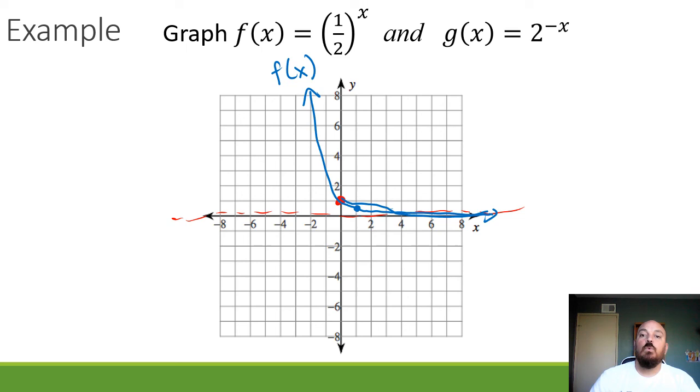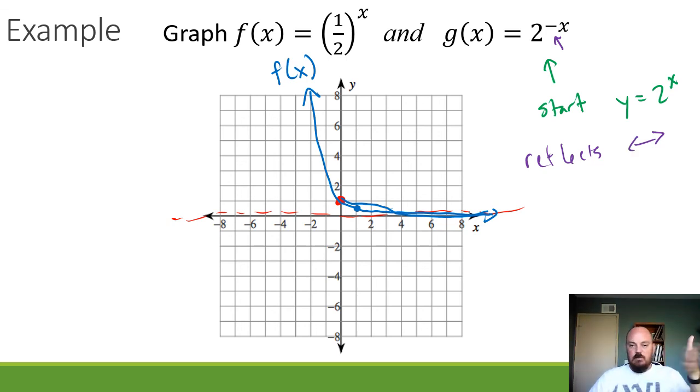Now, when I go to graph g of x, let's use our transformations. Let's say I'm going to start with y equals 2 to the x, but then this negative right here, that's the one that reflects left and right. It's the one that flips it this way. So if I start with 2 to the x, let's use the red again. I have my asymptote and I have my point at 0, 1. My other point would be 1, 2 right here, and I would have this graph right here.